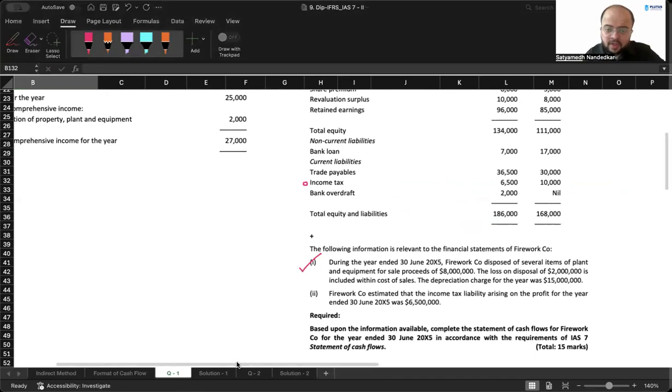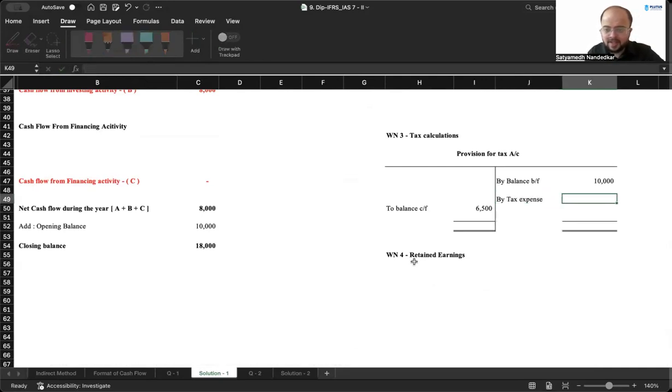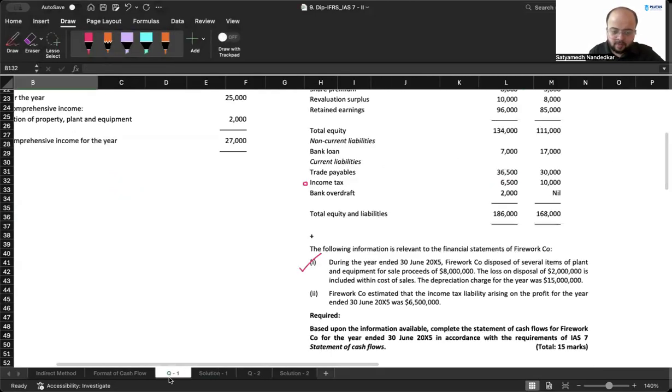The accounting entry for that would be tax expense account debit to provision for tax. Okay, so you will credit provision for tax account by writing tax expense. This is expense for the current year. Now you have posted this and you have posted the ledger balances.